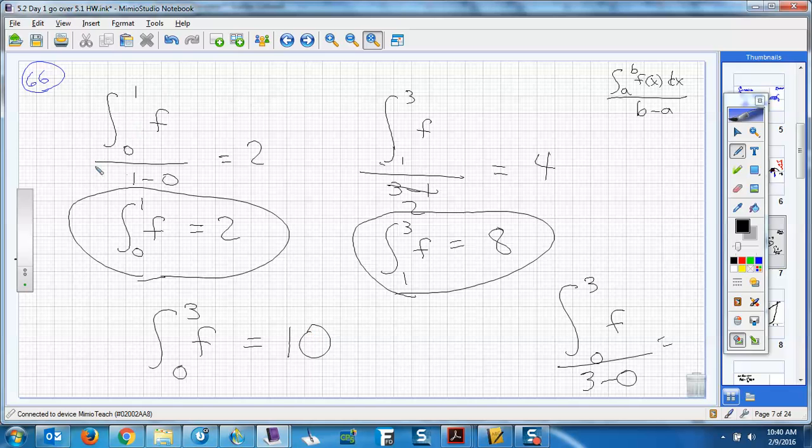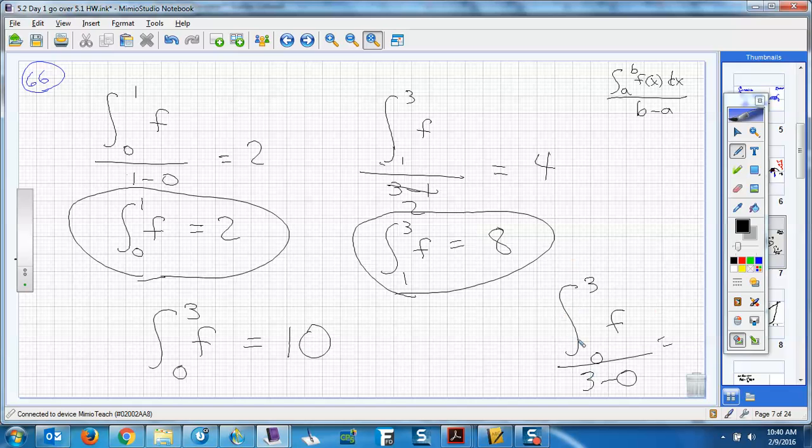When it said the average value from 0 to 1 is 2, you should have written down the average value formula. When it said the integral from 1 to 3 was 4, you should have written this down, and maybe it would have come to you, oh, if I multiply the 2 over, I got that. Now, I'm not quite there yet, because they didn't want the integral from 0 to 3. They wanted the average value from 0 to 3, right?